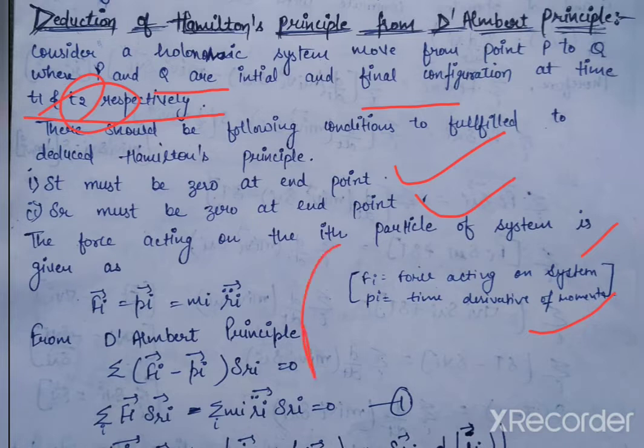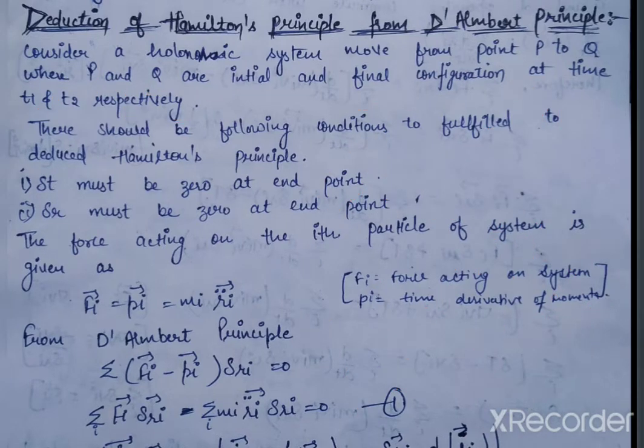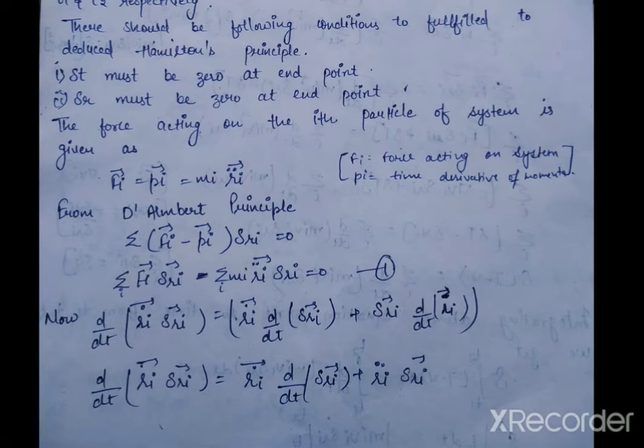Now we know that F is equal to Ma and a is equal to d square r by dt square. Therefore, F is equal to m r double dot. From D'Alembert principle, summation of (Fi minus Pi dot) δRi is equal to 0. Put the value of Pi dot equal to mi ri double dot here. This is equation number 1.